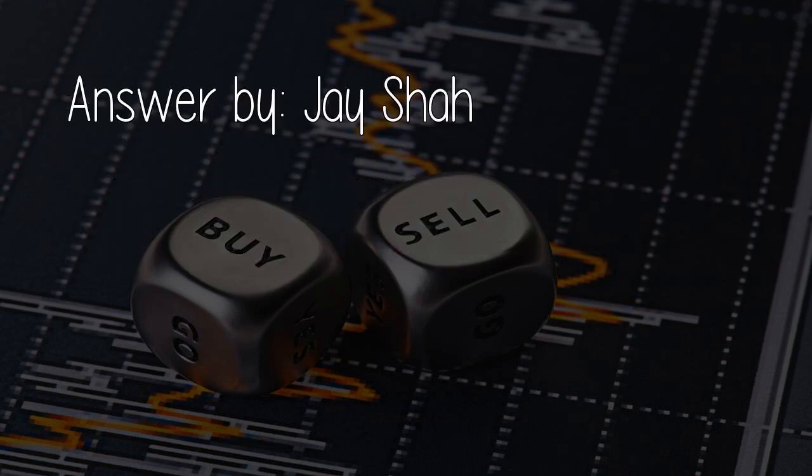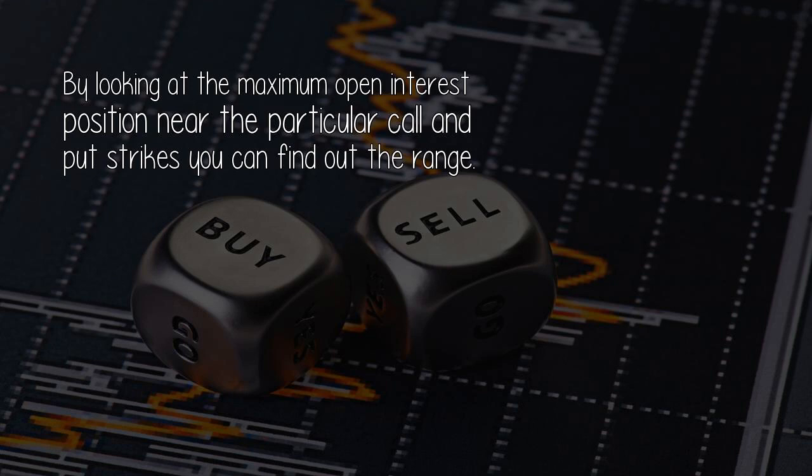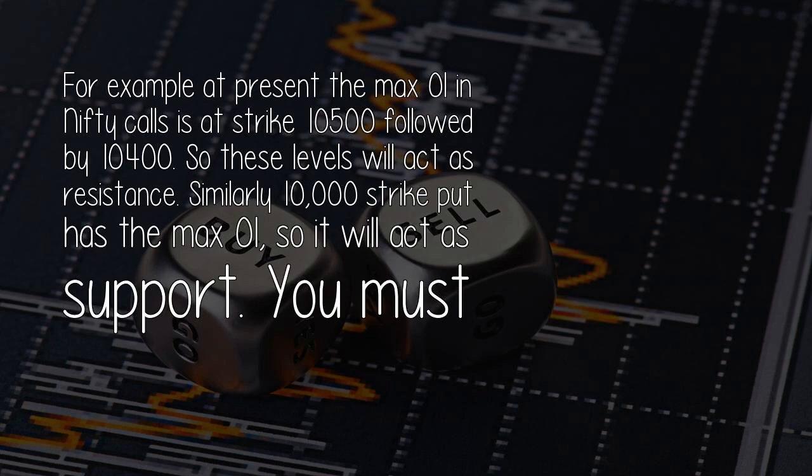Answer by Jay Shah. By looking at the maximum open interest position near the particular call and put strikes, you can find out the range. For example, at present the max OI in Nifty calls is at strike 10,500 followed by 10,400. So these levels will act as resistance. Similarly, the 10,000 strike put has the max OI, so it will act as support.